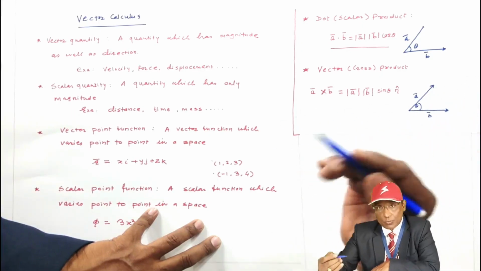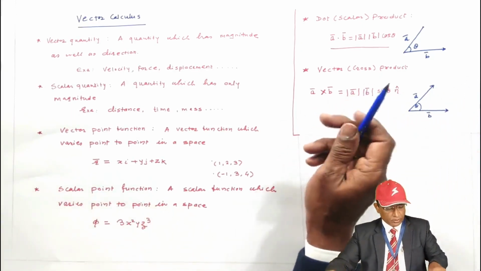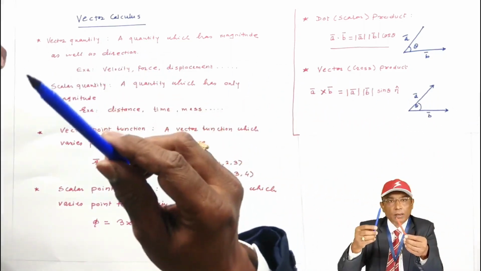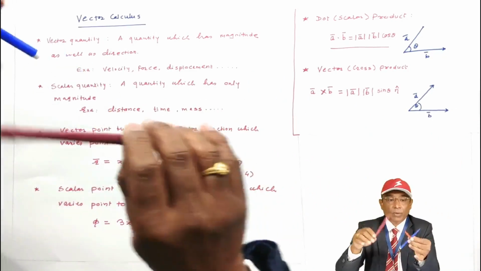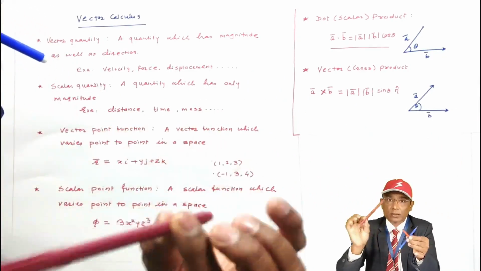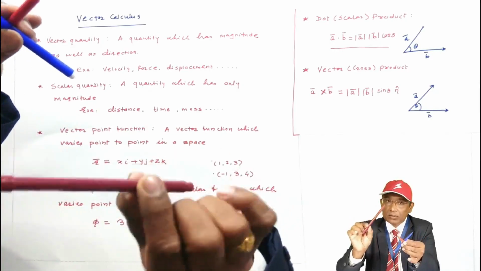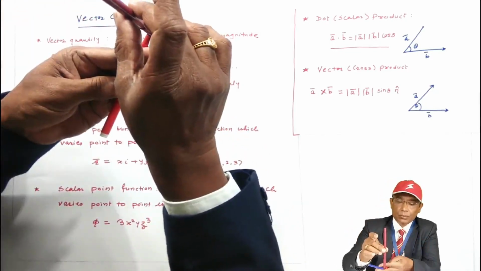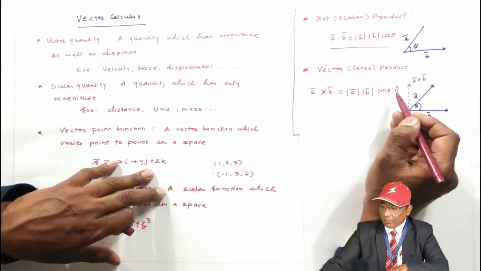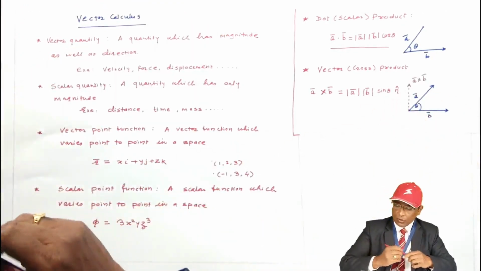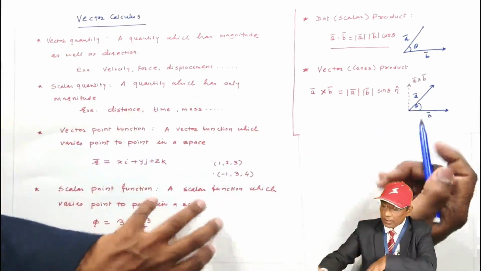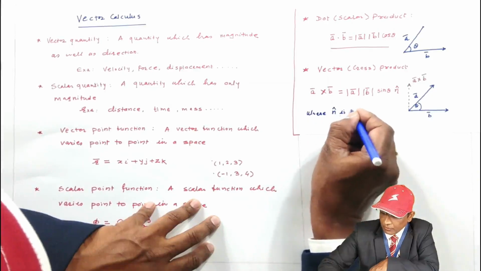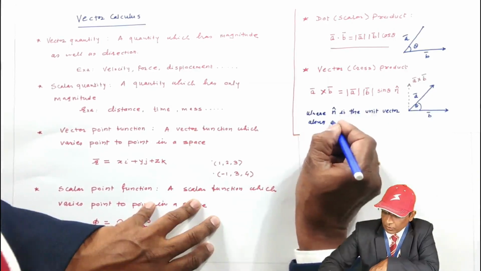This is what happens when you take the cross product of two vectors. This is vector A bar, the red vector. This is vector B bar. When you take the cross product of two vectors, you get a third vector, and this third vector is perpendicular to A bar and B bar. What is n cap? N cap is a unit vector along A bar cross B bar.